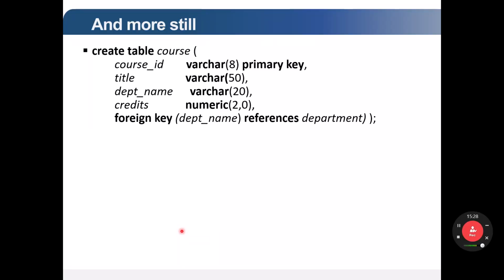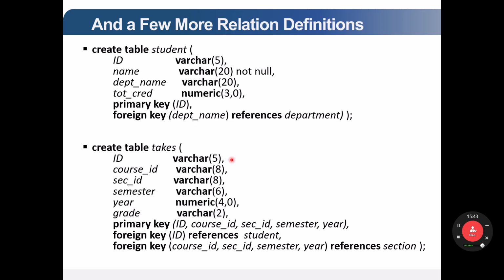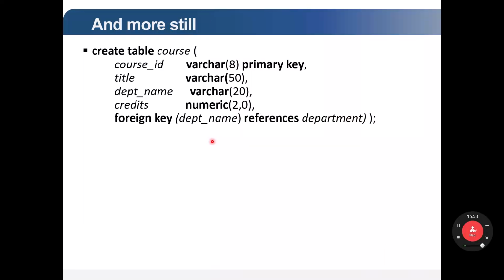Next, course table. If you look at this second line, you see that primary key follows the data type. In the previous examples, we saw that we put this primary key constraint after the list of the attributes. But for simplicity, we can put this primary key keyword after the data type. It's just a matter of preferences.